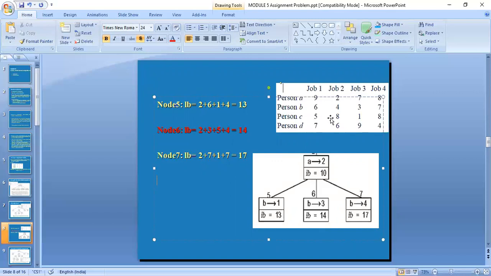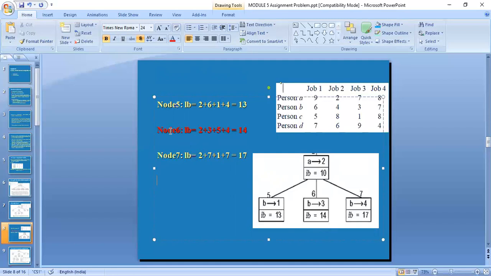Person C, what is the least? 1. But can you take 1? No. Why? Because already we have assigned person B with job 3, so it cannot be taken. Now, can you take job 1? Yes, it is possible. So we will be taking job 1 whose value is 5. Now person D, the least value is 4, that is also considered. So 2 plus 3 plus 5 plus 4 is equal to 14. So node number 6 is calculated as 14.